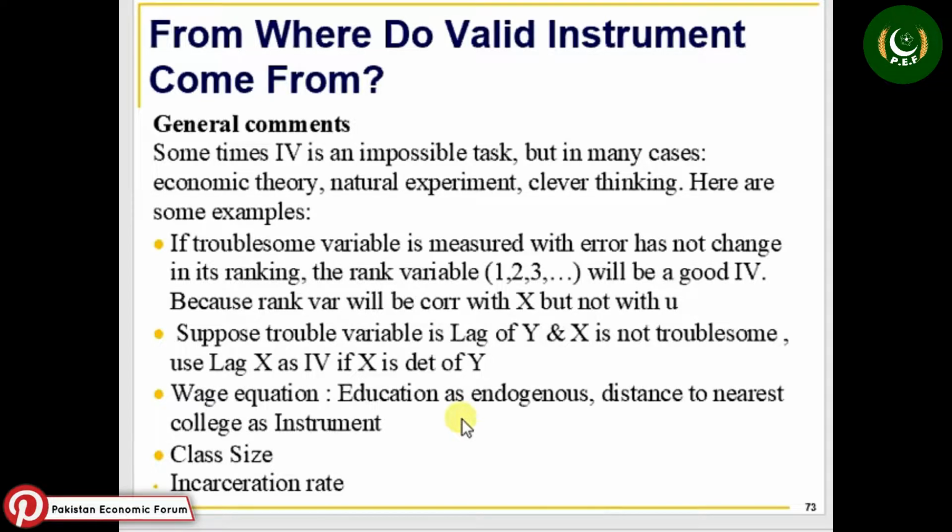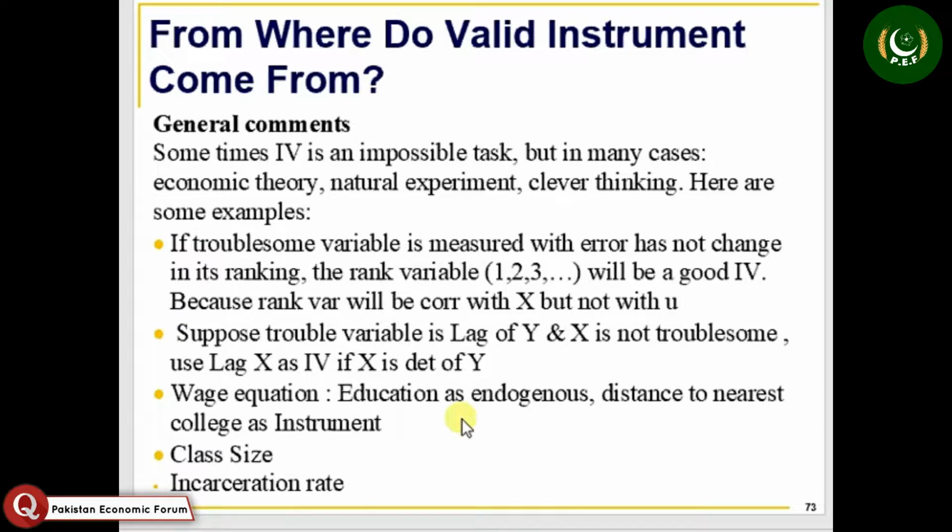Please be with me. If your troublesome variable is measured with an error, but it does not change the ranking of your explanatory variable, you can use the rank variable as an instrument, because it will be correlated with X, but it will not be correlated with U. If you have lag of Y as an endogenous variable and X is not troublesome, you may use lag of X as an instrument if X is a determinant of Y.